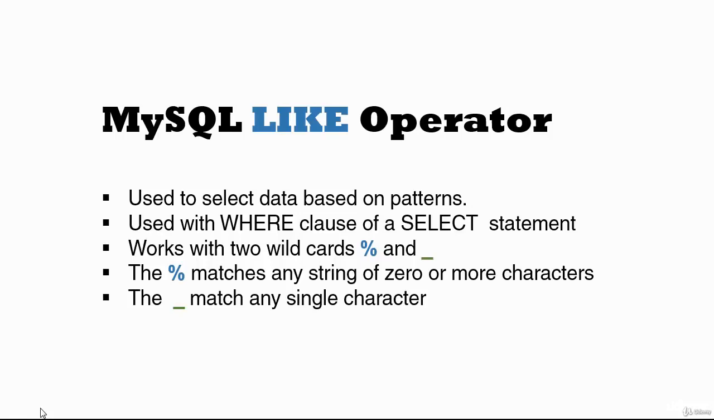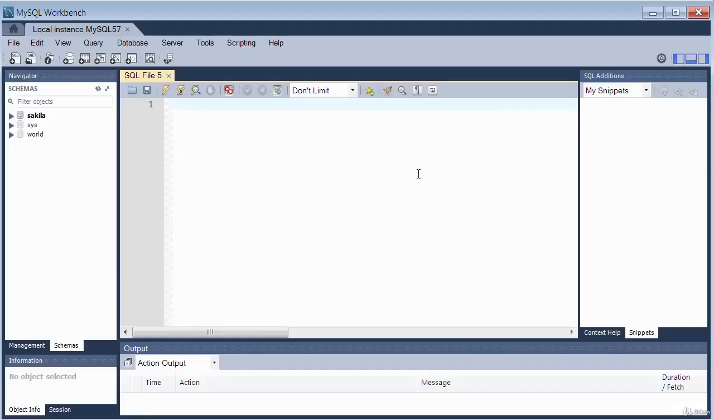The like operator also works with 2 wildcards. They are the percent sign and the underscore. When the like operator is used with a percent sign, it will search for a specified pattern on any string of 0 or more characters. It depends on where you place the percentage within the search criteria. The underscore, on the other hand, is used to match only a single character pattern. So we're going to have a look at how these work.